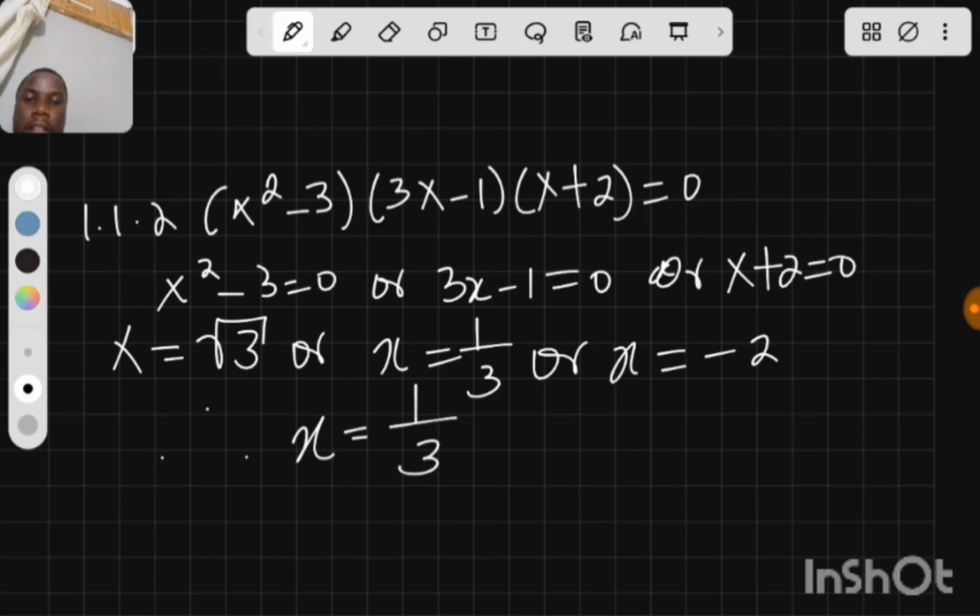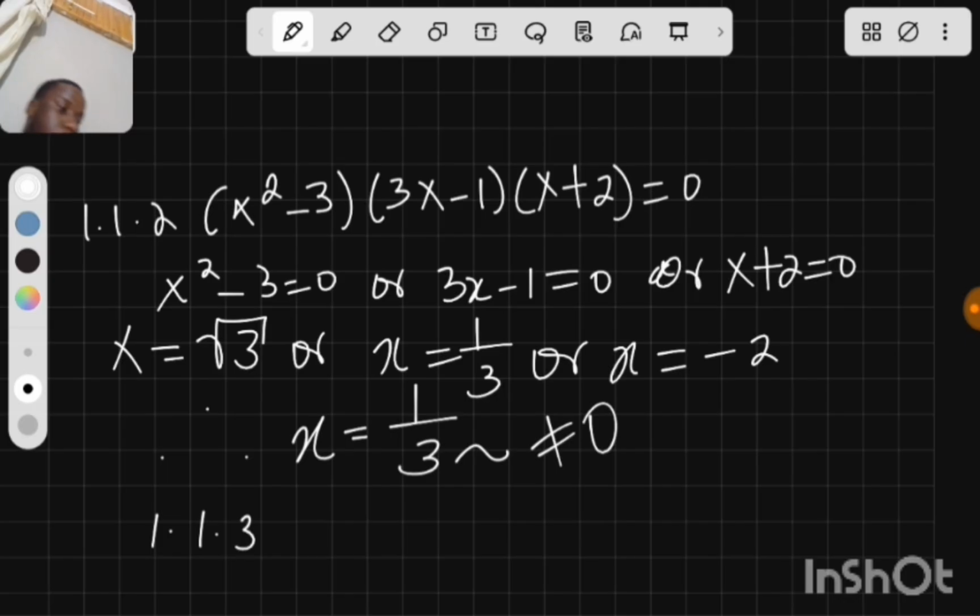Why are we saying x will be equal to 1 over 3? It's because the rational number refers to a fraction number where the denominator is not equal to 0. I hope you understand.